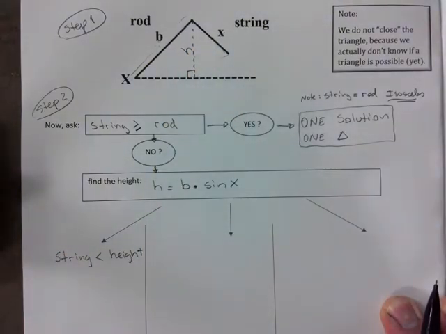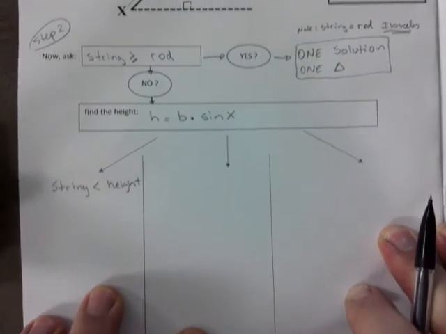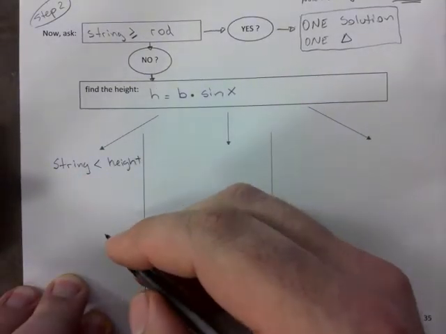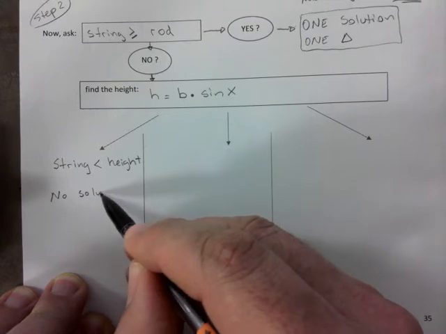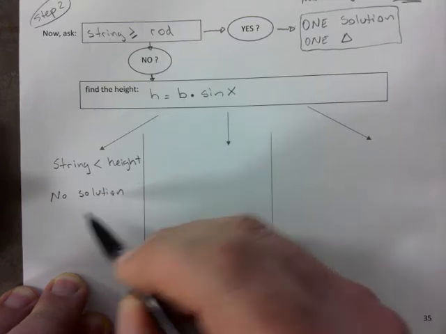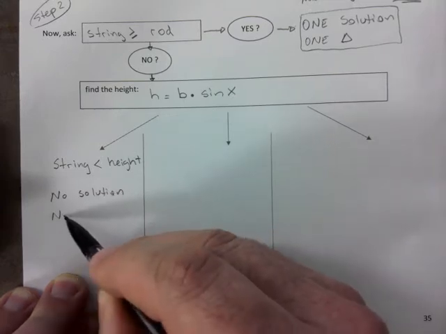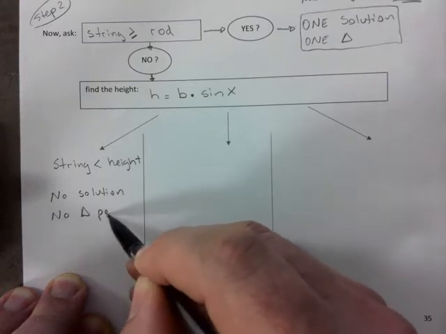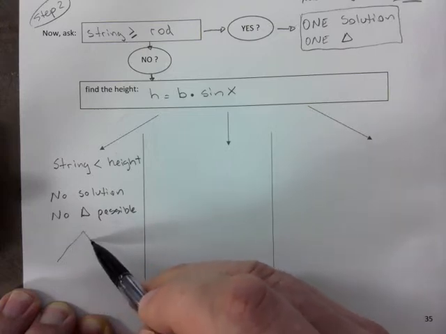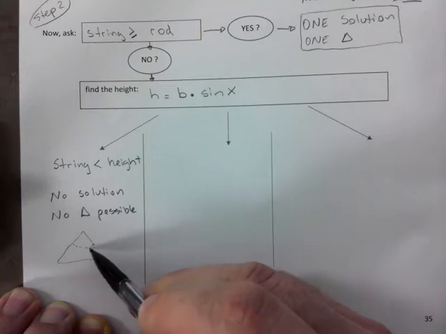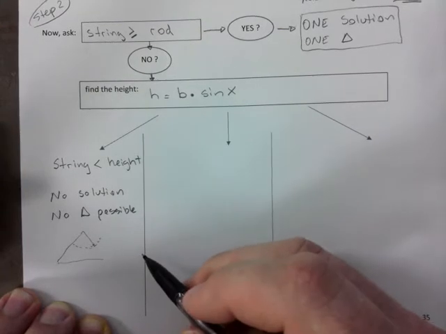Can you make a triangle? It's just going to swing, right? It's not going to close it. So if that happens, you have 0, no solution. No triangle possible. And you can literally just imagine this thing just swinging back and forth. It's not going to close it.